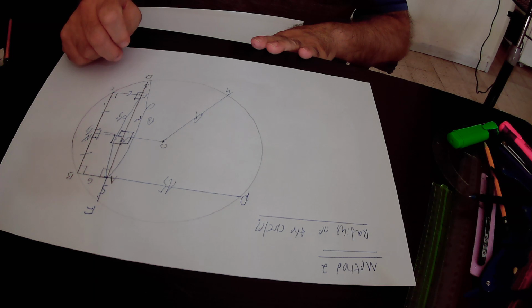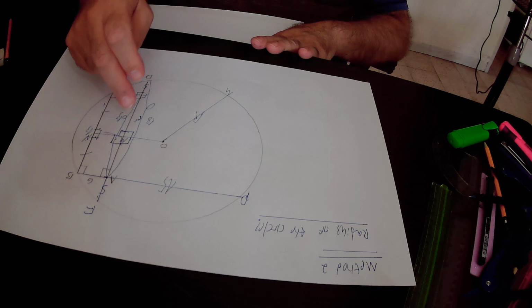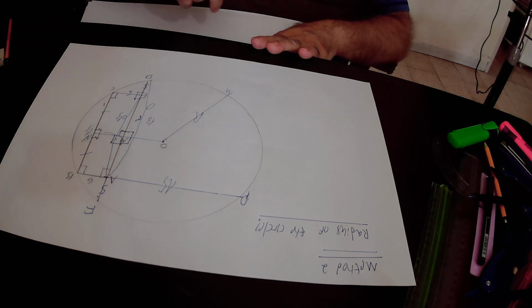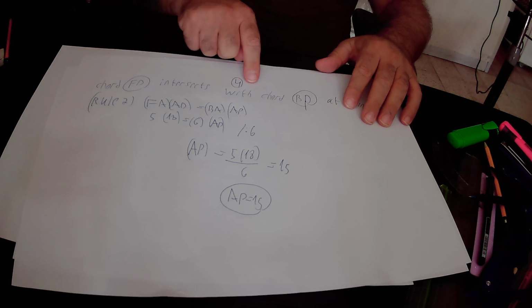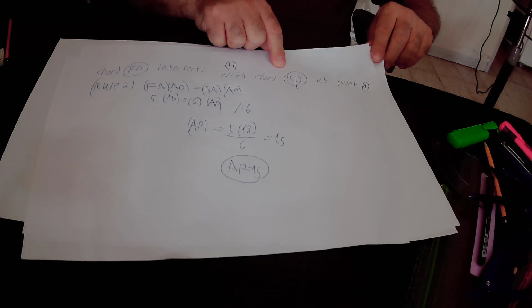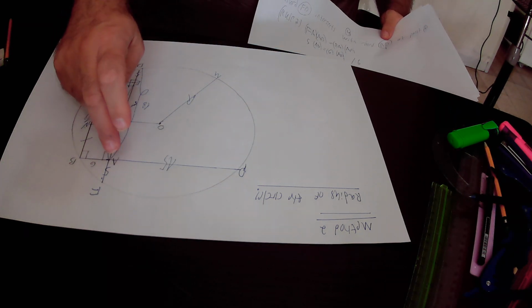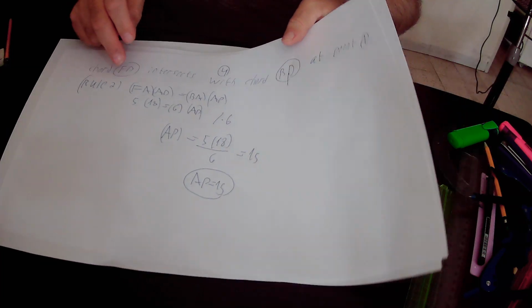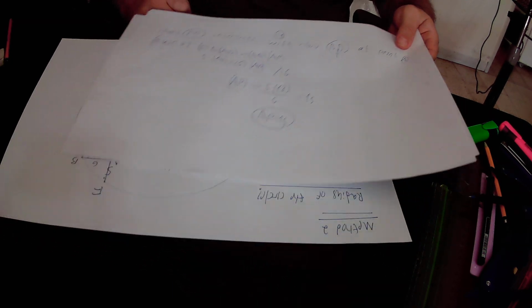Okay? So here we implemented the old rule in our drawing. We have chord FD that intersects with chord BP at point A. Therefore, according to the old rule, rule number 2, we get that FA times AD equals BA times AP.